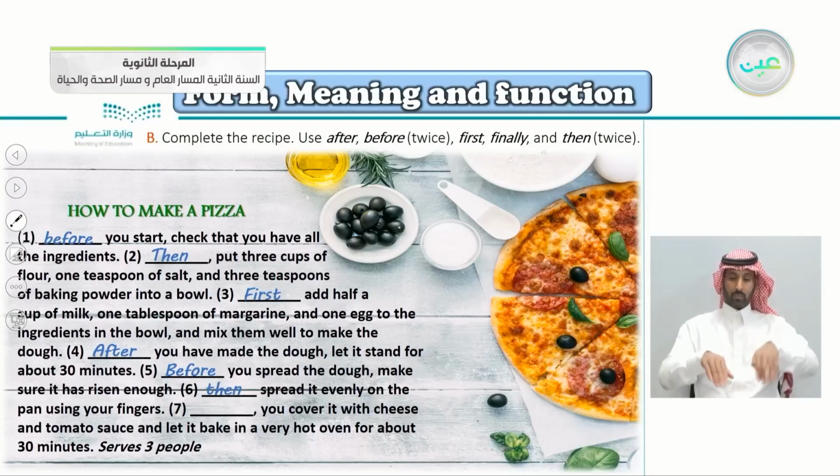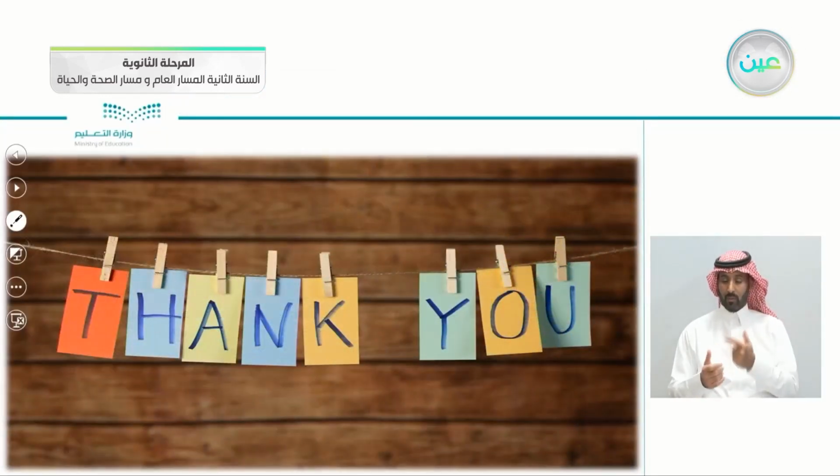Number 7, you cover it with cheese and tomato sauce and let it bake. So number 7 is, yes, finally, because this is the final step. Finally, you cover it with cheese and tomato sauce and let it bake in a very hot oven for about 30 minutes. It serves 3 people. And with that, we reach the end of this lesson.